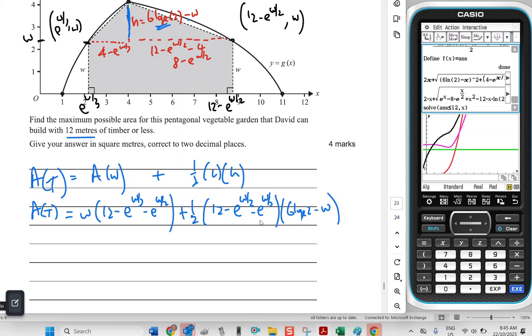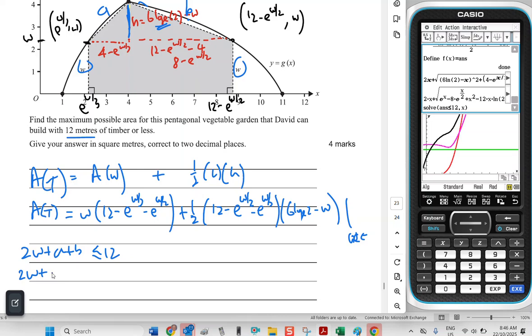The condition that we have is that W plus W plus this side length A plus this side length B, that is 2W plus A plus B, has to be less than or equal to 12. And if I could get the values that W could be, then I could limit this to what W can be, and then we can maximize this on the calculator.